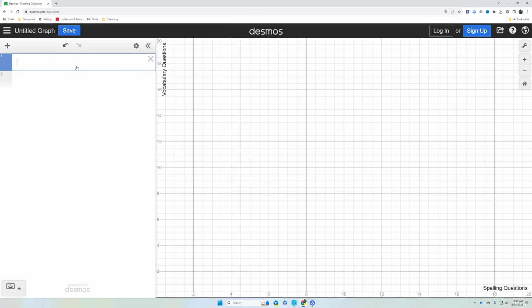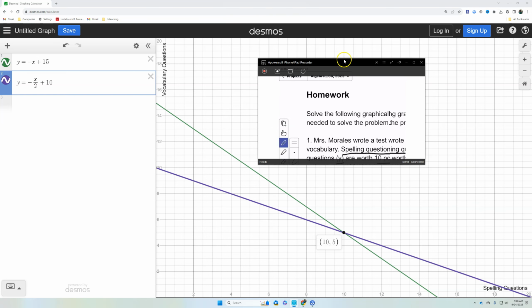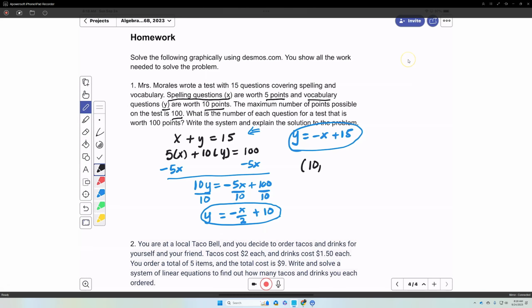And now I'm going to type in both equations. So I went ahead and graphed both equations, and where they both intersect is the amount of questions I have. So in this case, for this situation, I had 10 spelling questions, and I had 5 vocabulary questions. So I'm going to write that down here on my solution. So I have 10 spelling and 5 vocabulary.